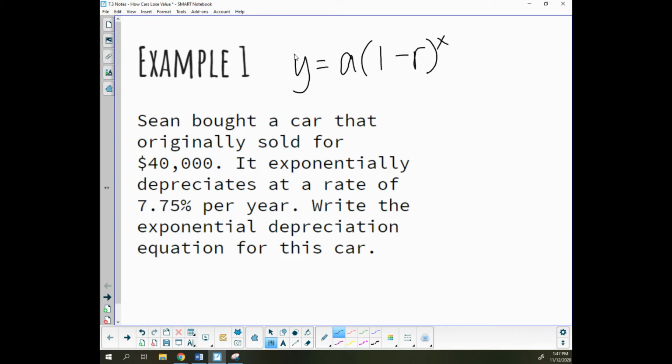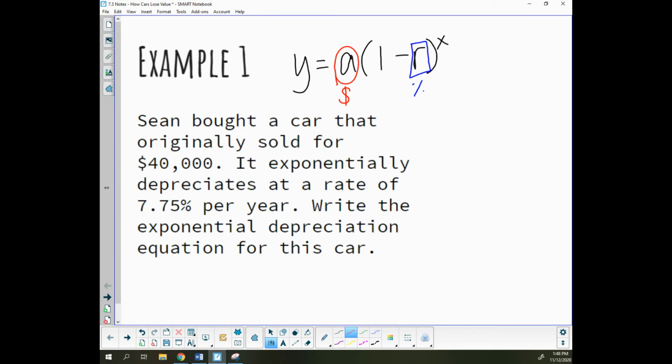So we have y equals a times the quantity 1 minus r to the x power. You guys, really all we're going to do on these problems is replace the a value and the r value. The a value is the starting value of the car, the dollar amount, and the rate is going to be the percent. We are going to have to convert that and change it.